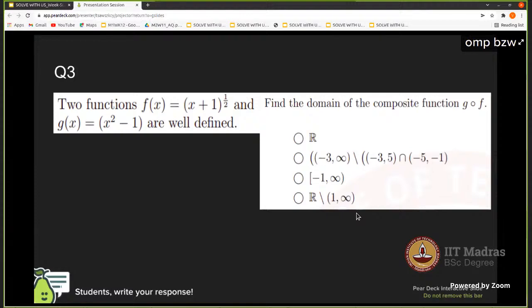There is more than one correct answer. If you got A, B, C as the correct answer, just type A comma B comma C, or 1, 2, 3, 4 is also fine. Just now we have discussed how to find the domain. Just follow those steps and you will get it.